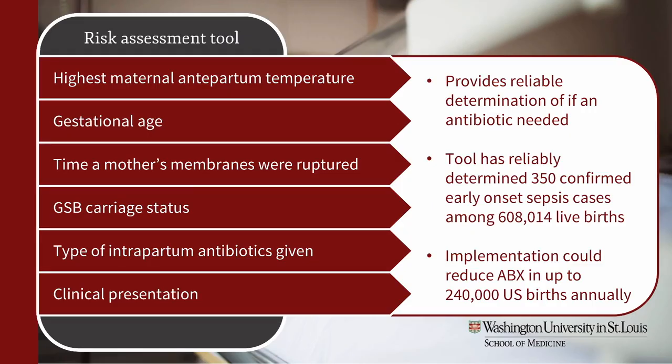This tool has reliably determined 350 confirmed early onset sepsis cases among 608,014 live births. The author suggests the implementation of this tool could reduce the use of antibiotics in up to 240,000 U.S. newborns each year.